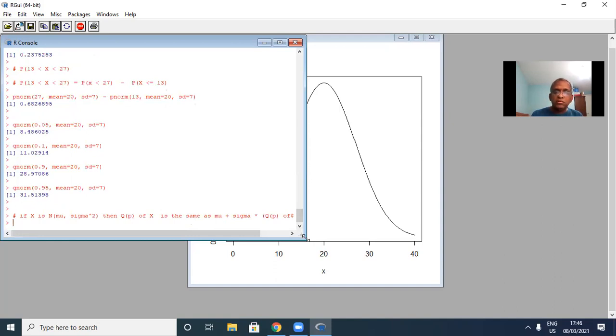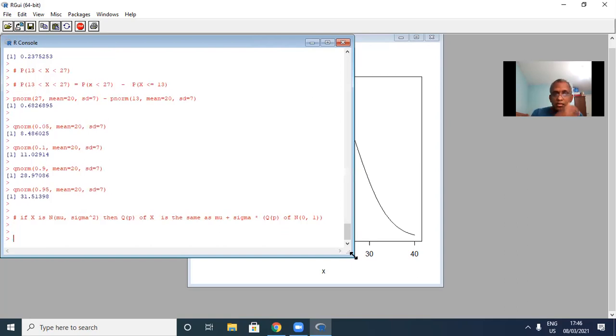You might have seen this before in I don't know which course. What this says is the following: if you have a normal variable with mean mu and variance sigma squared, then its quantile function Q of p is equal to mu plus sigma times the quantile function of the standard normal variable. So this is another way of computing the quantiles of a normal variable. So let me illustrate this.